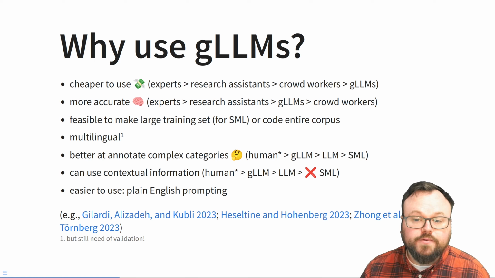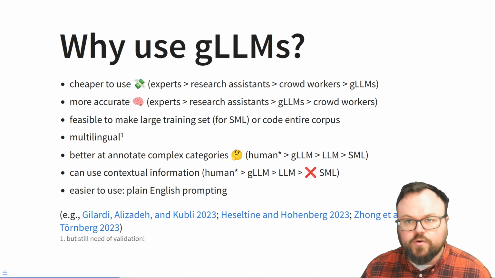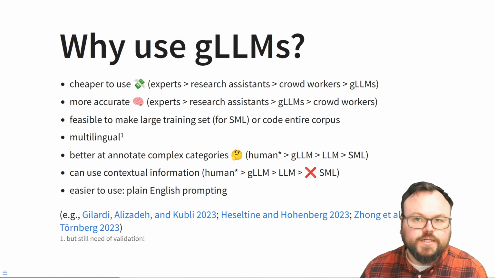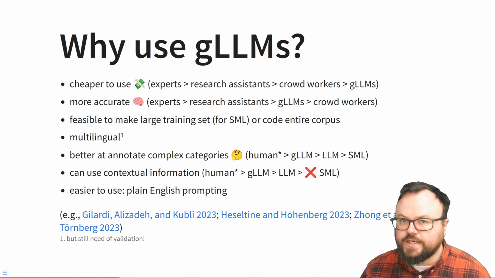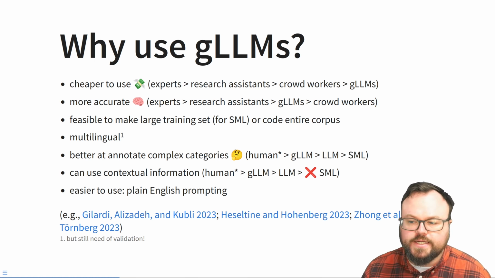It's also more accurate, and again, this is a relative term here, so experts will definitely do better. Trained research assistants will also do better, but it has been shown that these large language models already outperform crowd workers here. So what can you do with it? You can make a large training set for supervised machine learning. If you're familiar with supervised machine learning, you usually first create a training set on which you train a model, and then this model can code texts for you and say this is a positive text or a negative text, a political text or a non-political text, and so on.